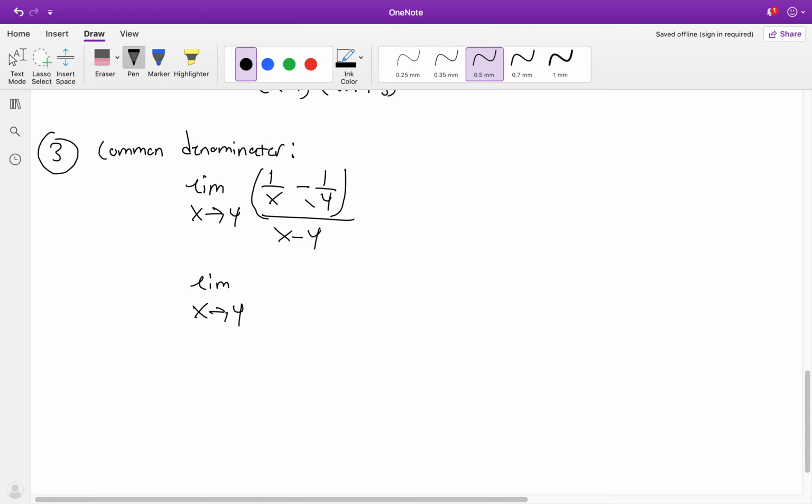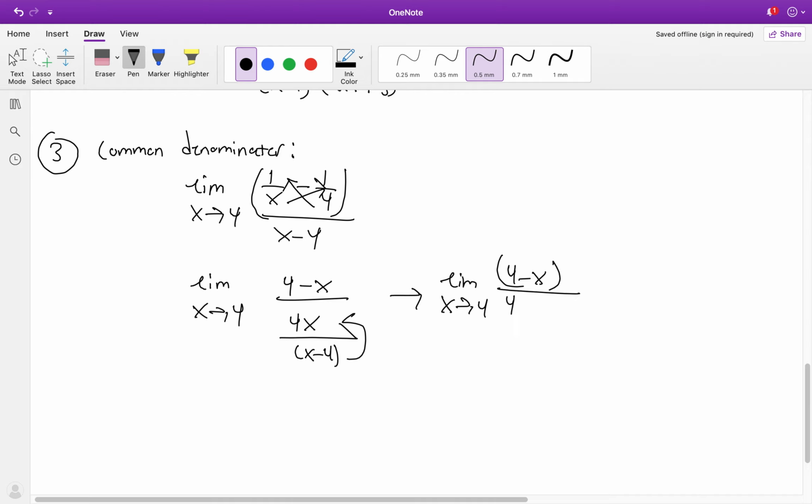So remember, to do common denominator, we really just have to cross multiply so that we have common terms. So I'll get (4 minus x) over 4x, right? And I'll have that divided by x minus 4, and I can just bring that x minus 4 right here. So what I really have is limit as x approaches 4 of 4 minus x, I have a 4x, and I have an x minus 4.